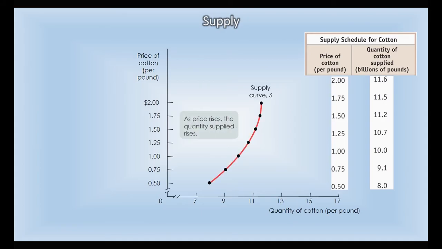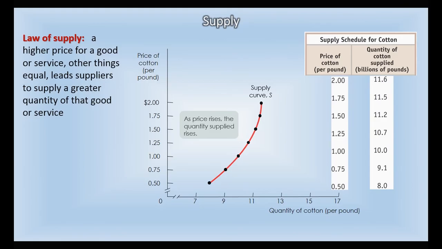So then the supply curve will have a positive slope versus a demand curve that has a negative slope. And this reflects the law of supply. A higher price for a good or service, other things equal, leads suppliers to supply a greater quantity of a good or service. Just intuitively makes sense, right? If you're selling, you can earn more money by selling more if the price is going up. But if the price is going down, you're going to want to sell less because it's just not worth it to you.